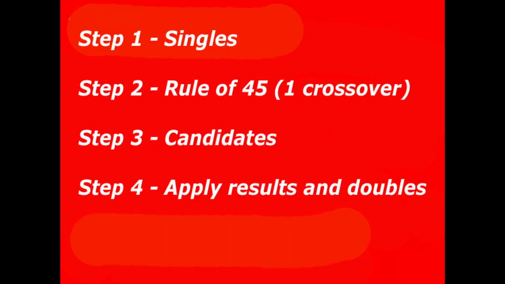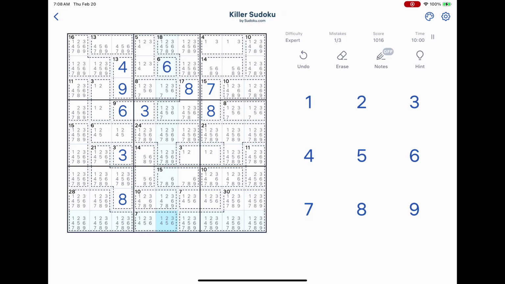Step 4. Apply results and doubles. As each result is determined from now on, the Killer Sudoku app will automatically eliminate those candidates from that result's block, row and column. But we filled in all the candidates after we determined 10 results. We need to apply those 10 results.